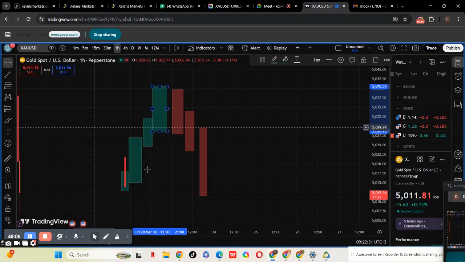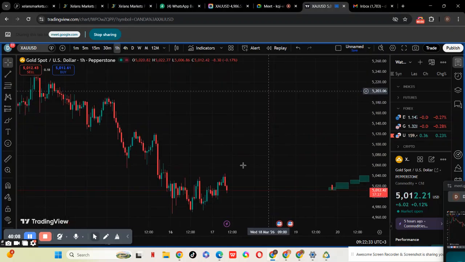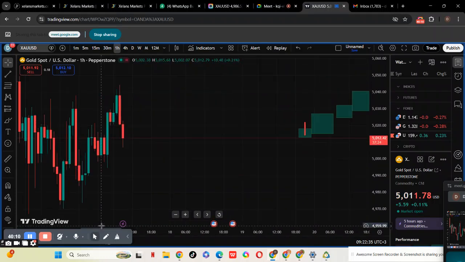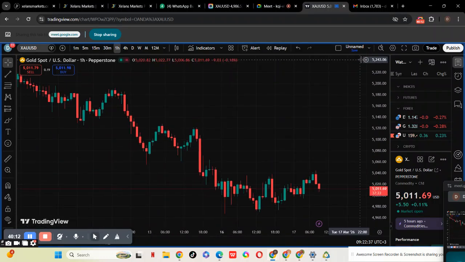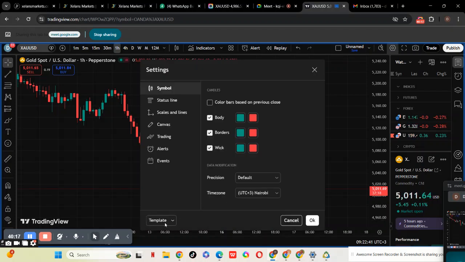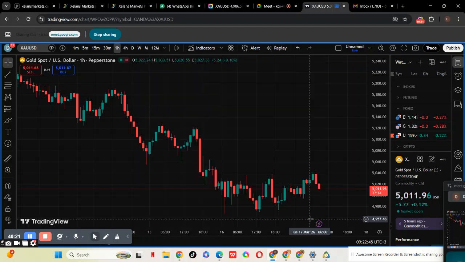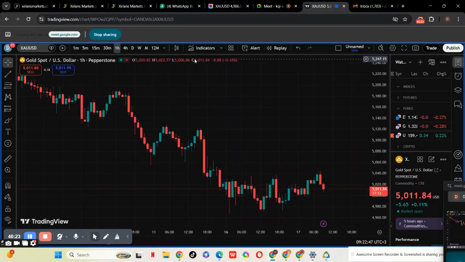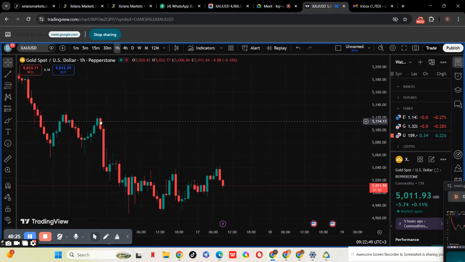So if you look at our market, our candles, they are being formed the same way. Just a minute, I don't know what has happened. Let me reset this one. Sijui nini imehappen saa hii. Kuna kitu nimefanya.